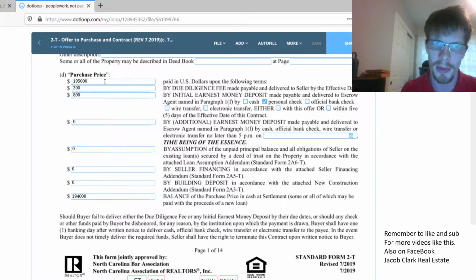So you can see here, this is the total amount of the purchase price, the total amount of money paid out. Then you have your due diligence money, then your earnest money, and then you see at the bottom here, balance of the price at closing. That number, which is the money that's going to the seller, is the total amount minus the earnest money and due diligence money, because earnest money and due diligence money are deposits that are credited back to the buyer at closing.